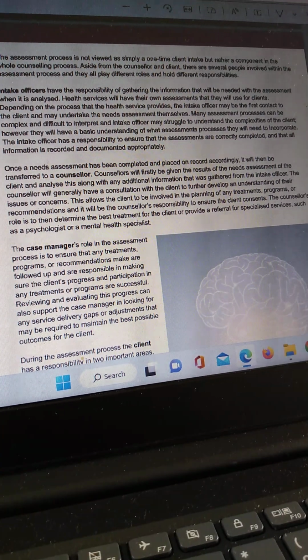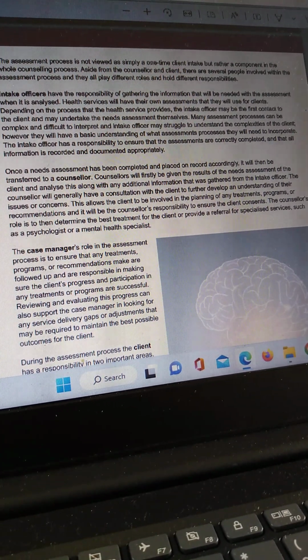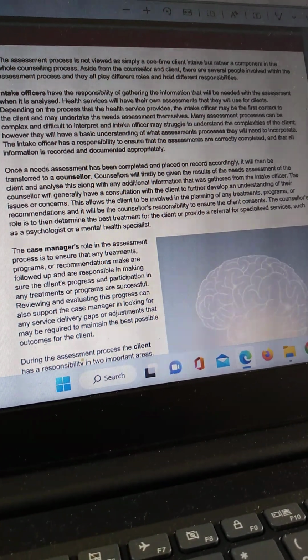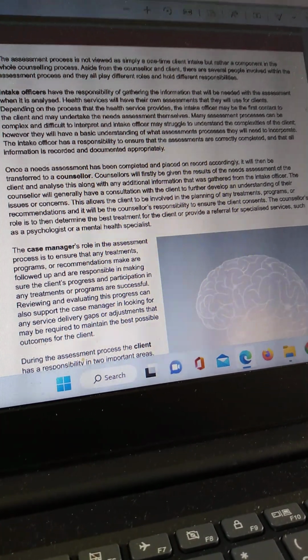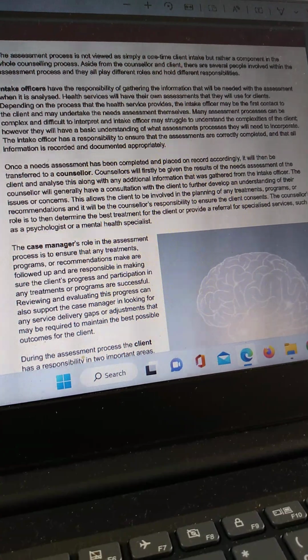Counsellors will firstly be given the results of the needs assessment of the client and analyse this along with any additional information that was gathered from the intake officer.